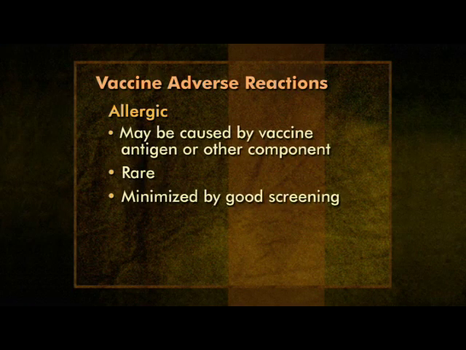A third type of adverse reaction is a severe allergic reaction. The allergic reaction may be caused by the vaccine antigen itself, or more likely by some other component of the vaccine, such as cell culture material, stabilizer, preservative, or antibiotic used to inhibit bacterial growth. Severe allergic reactions to vaccines are rare, occurring at a rate of less than 1 in 500,000 doses, but they may be life-threatening. The risk of an allergic reaction can be minimized by good screening prior to vaccination.